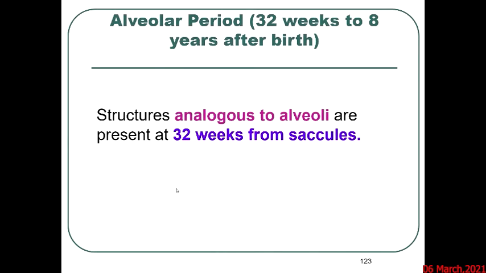Now, the alveolar period, 32 weeks to 8 years after birth, mark this. This lung is one of the organs, we will talk later regarding the kidney, which develops even after birth. This alveolar period starts from 32 weeks to 8 years after birth. Structures analogous to alveoli are present at 32 weeks from saccules.